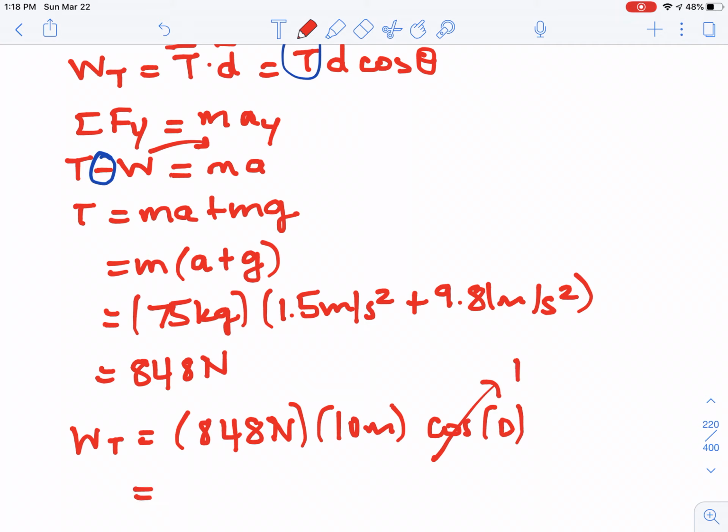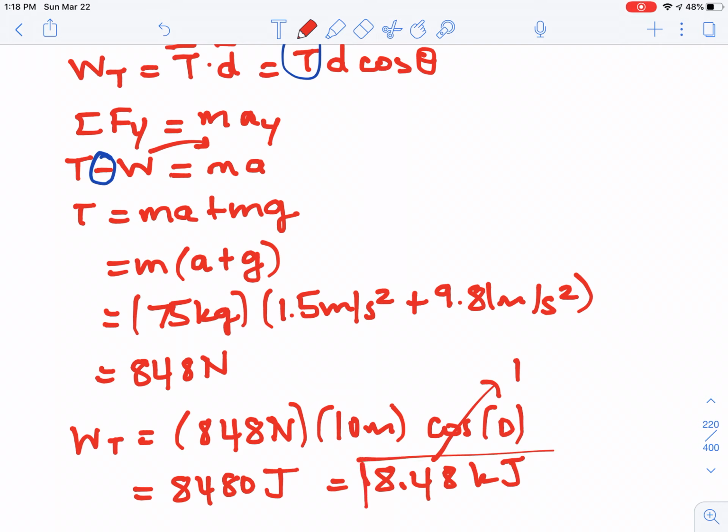And the work done by the tension becomes 8480 newton-meters, which is joules. So we're going to use capital J for joules. You can also write this as 8.48 kilojoules, right? Divide by 1000 to get kilo. But joules is the SI unit, kilojoules is not. So if it is given in kilojoules, you have to convert it to joules first. So that is the work done by the tension.